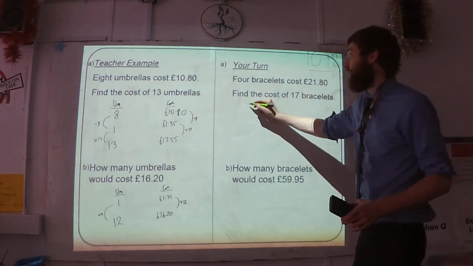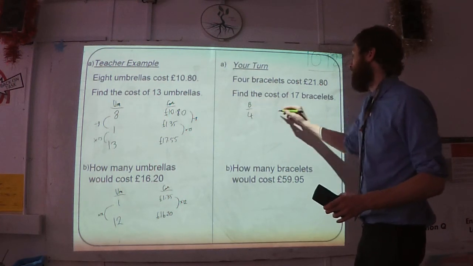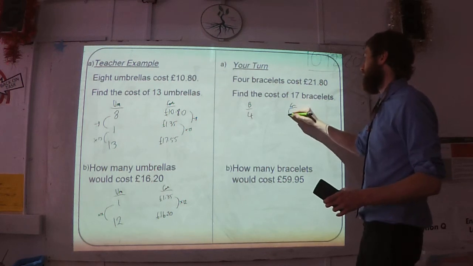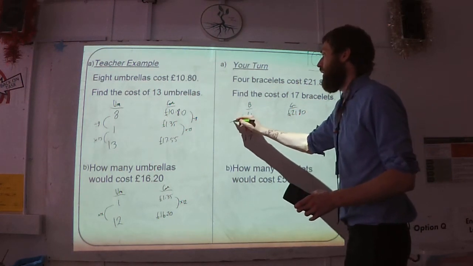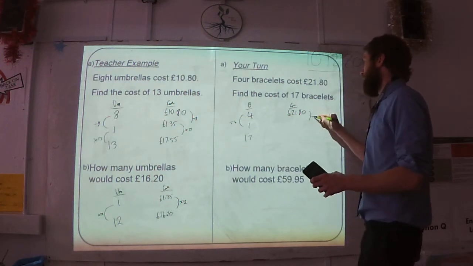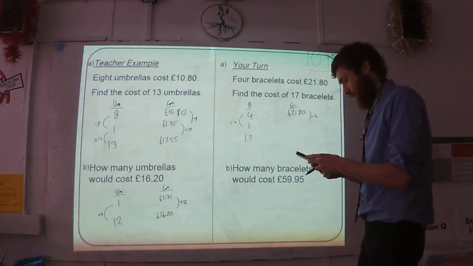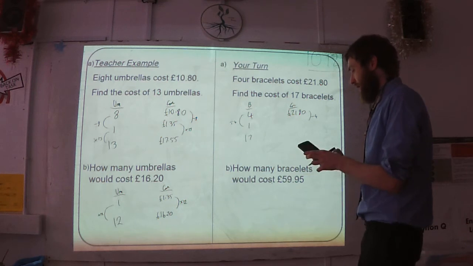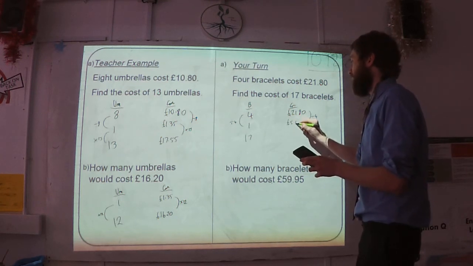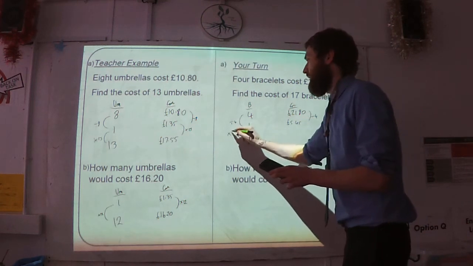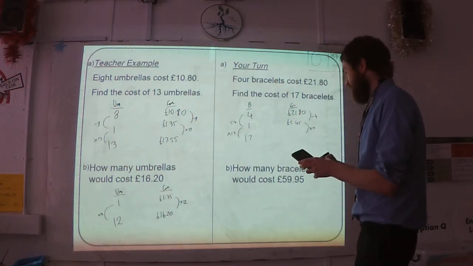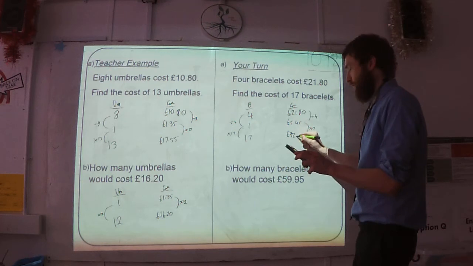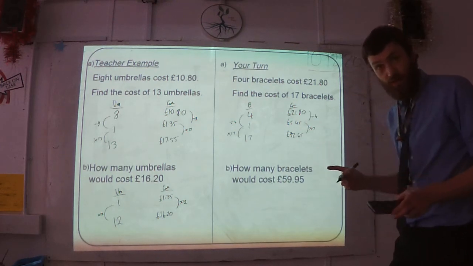Okay, right. If you did go through it, bracelets is 4. The cost is £21.80, so 17. So find the cost of 1 by dividing by 4. So £21.80 divided by 4 is £5.45. Then I times by 17. Times by 17 is £92.65. So that's the answer for the first one.